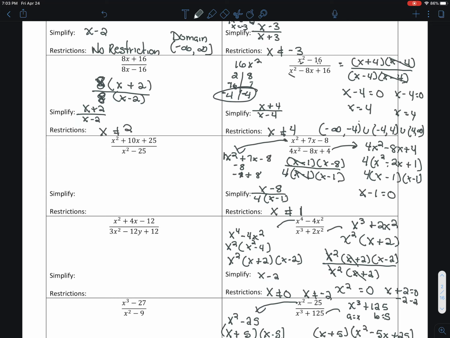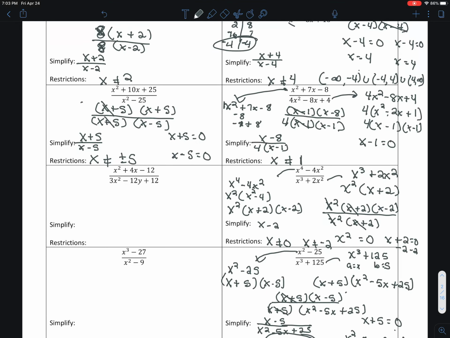On the bottom here, I'm going to factor that to x plus 5, x plus 5, x plus 5, x minus 5. So the x plus 5 cancel, so this would be x plus 5 over x minus 5. But my restriction, I have to look at both of these. So x plus 5 is not equal to 0, and x minus 5 is not equal to 0. So my restriction is x cannot equal plus or minus 5.